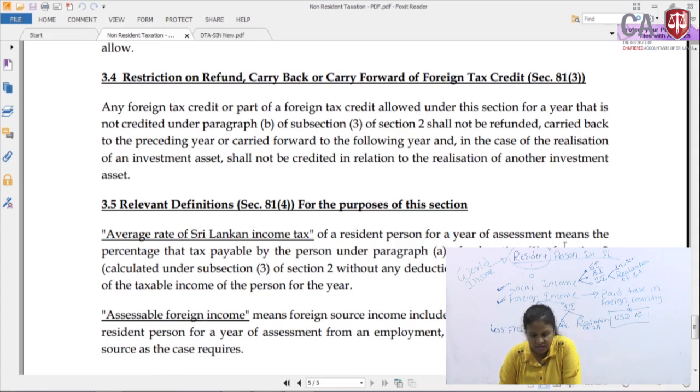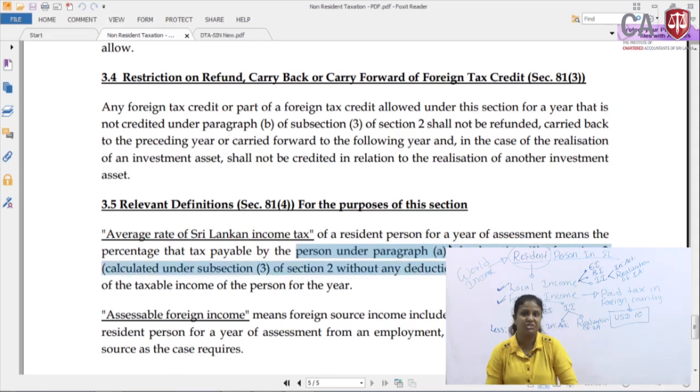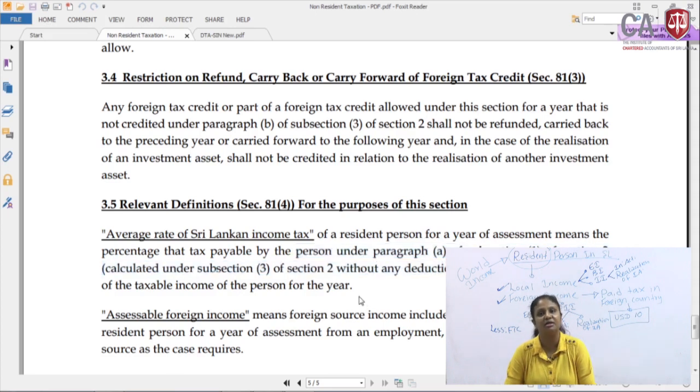What is this? The percentage that the tax payable by the person under paragraph A of subsection 1 of section 2. What is section 2 subsection 1 paragraph A? What is section 2? It is the charging section. In the charging section, what is subsection 1? Subsection 1 of the charging section is talking about the taxable income and how you are going to pay the tax. Then without deducting the foreign tax credit, what is the taxable income of that person?